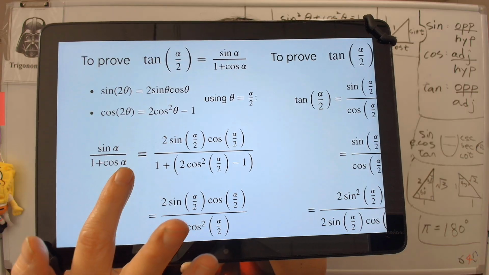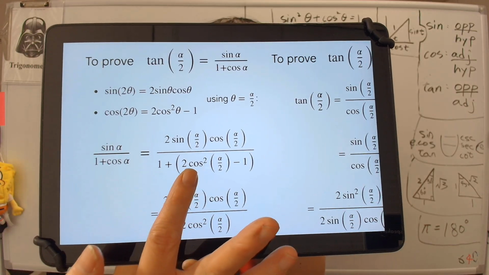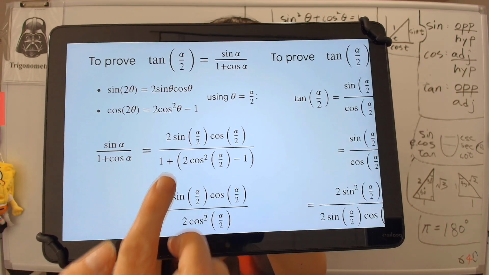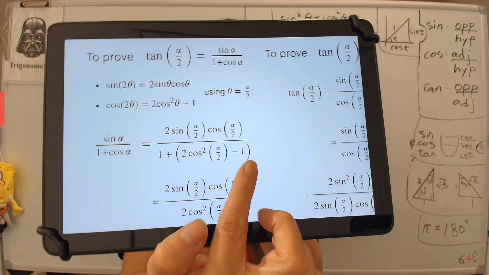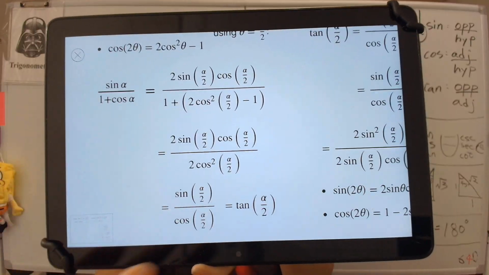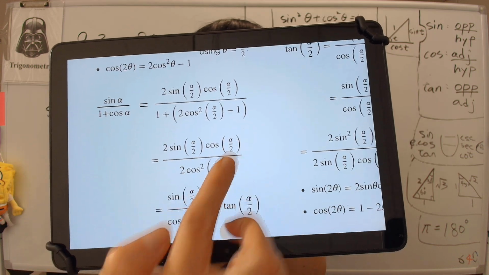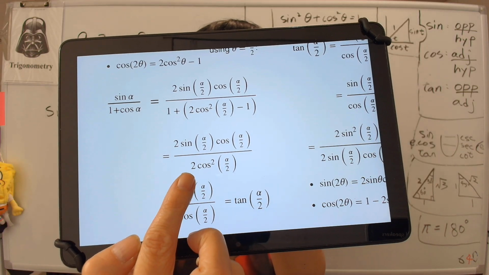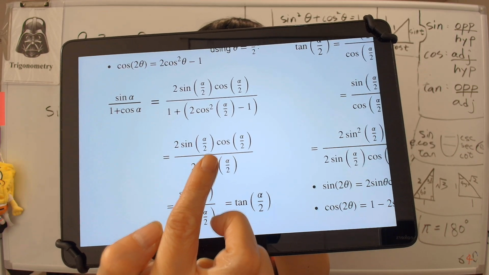So using this equation, 1 plus cosine alpha is cosine 2 theta, which is 2 cosine squared theta minus 1, with theta replaced by alpha over 2. Now, having seen that, what we're going to do is just simplify. There's a 1 and a minus 1 there, so we'll get rid of those. Next, we have 2 and 2, we cancel that out. We have cosine squared alpha over 2 and cosine alpha over 2, so we cancel that out.